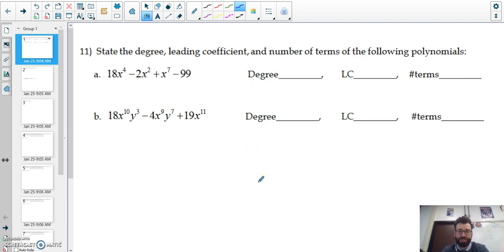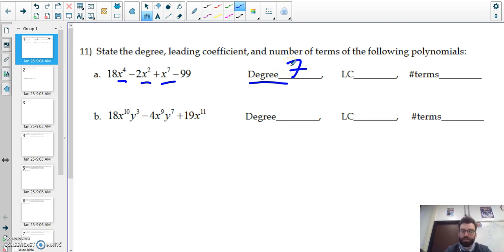All right, so remember, degree. For number 11, we're trying to say the degree, the leading coefficient, and the number of terms in each problem. Remember, I determine the degree of my polynomial from the highest exponent. Here my exponents are 4, 2, 7. There is no variable on the 18, so it does not have a degree. So my degree here is 7.